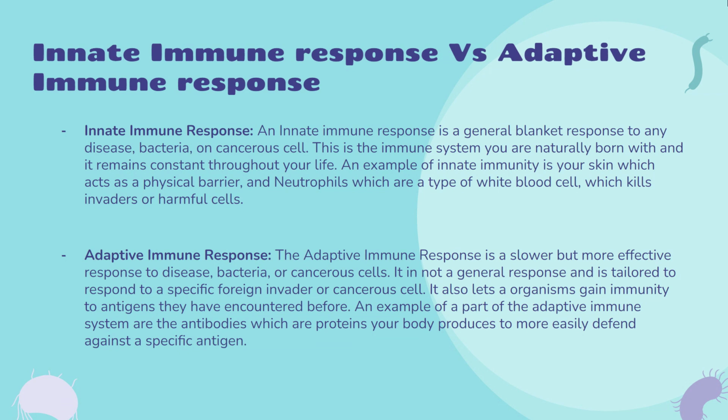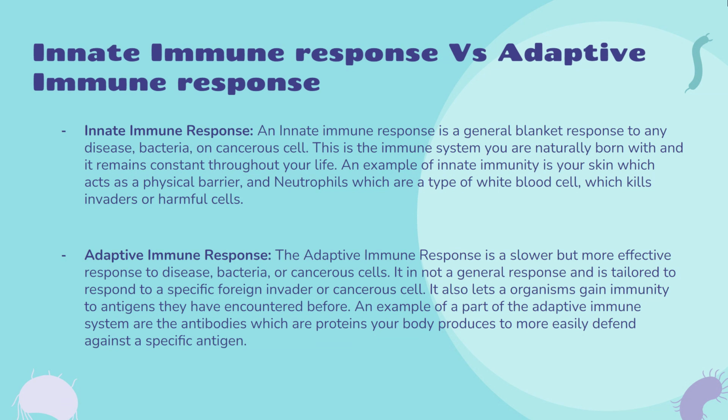Moving on to the adaptive immune response. The adaptive immune response is a slower but more effective response to disease, bacteria, or cancerous cell. It is not a general response. It is tailored to respond to a specific foreign invader or cancerous cell. It also lets organisms gain immunity to antigens they have encountered before. So that's what I mean by improving upon itself. It will allow you to better fight disease that you have encountered before.